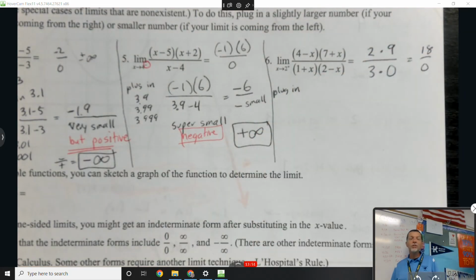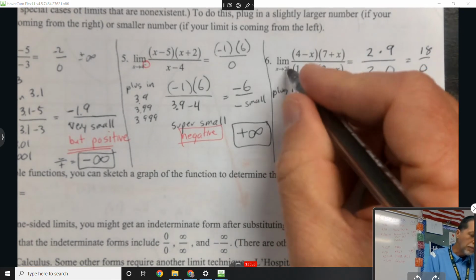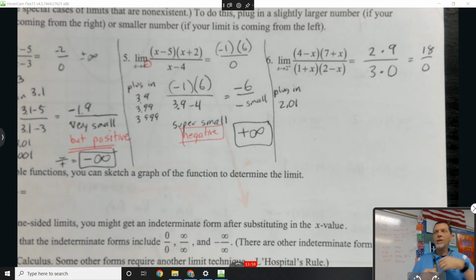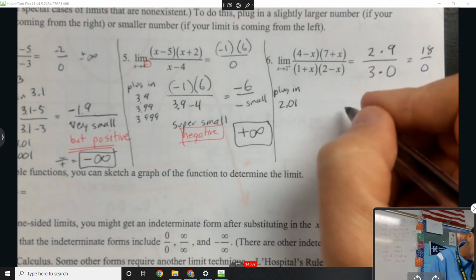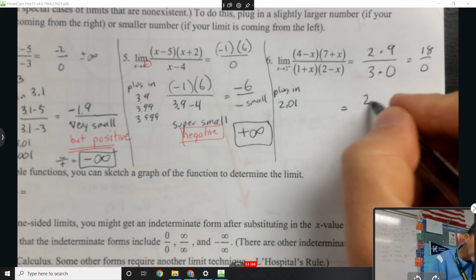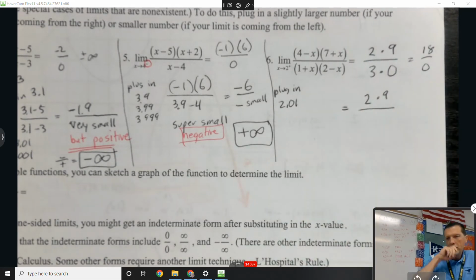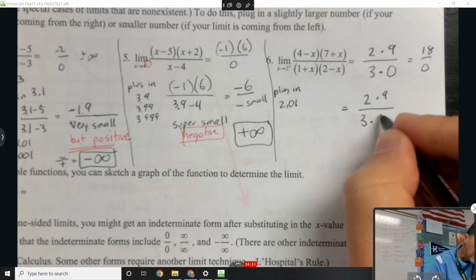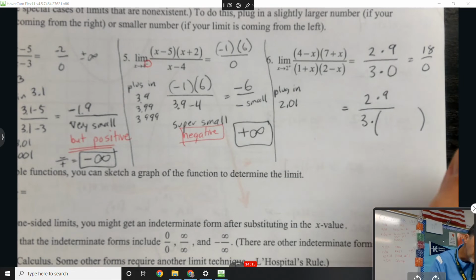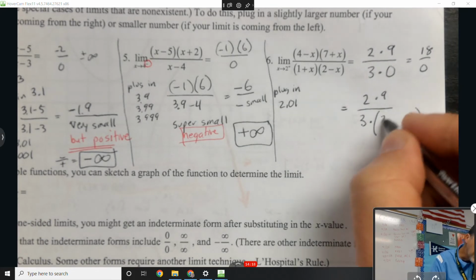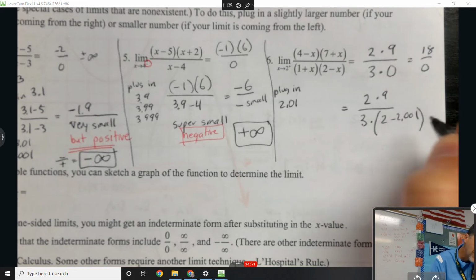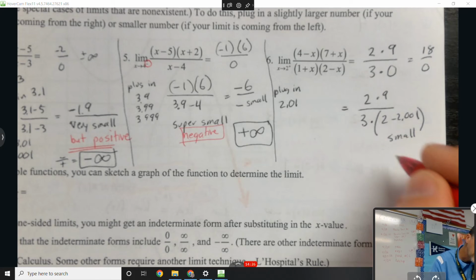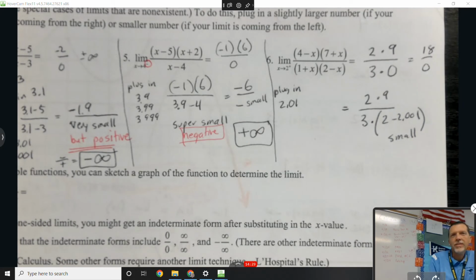What should I plug in? Something bigger than 2. 2.1, 2.01, 2.0000000001. So the top is pretty close to 2 times 9. And the bottom is pretty close to 3 times, and then here's the one I'm worried about. What do I get when I do 2 minus 2.001? Very small. Small, definitely small. Positive or negative? 2 minus more than 2. Negative.